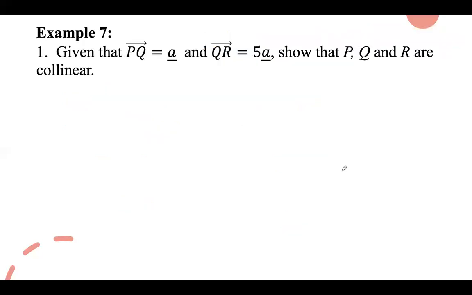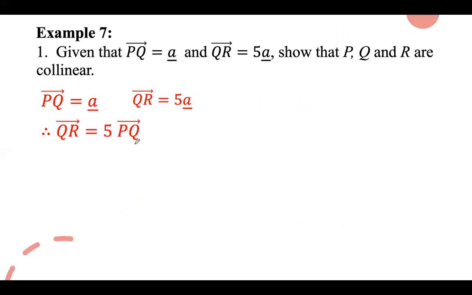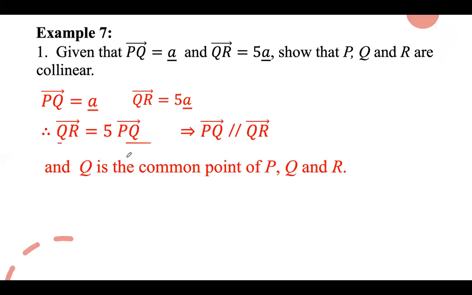Example 7. Given that PQ equals A, QR equals 5A, show that PQR are collinear. So PQ is A, QR is 5A, so we can substitute A as PQ. Therefore QR equals 5PQ, right? Hence we can say PQ is parallel to QR and the common point is Q. Therefore, PQR are collinear. This is how you prove collinear.